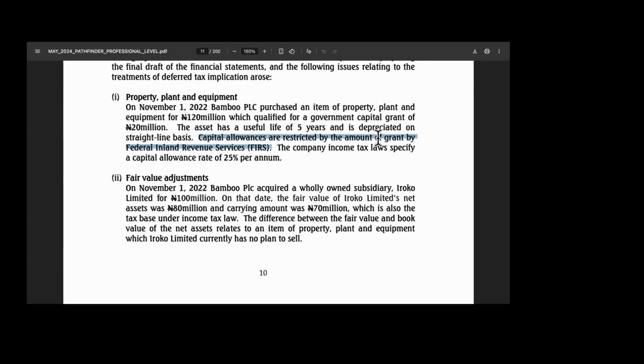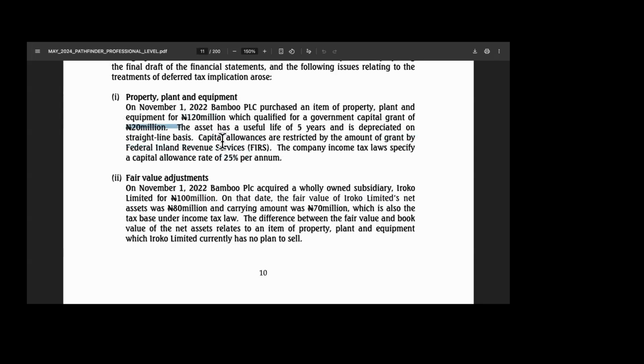But is it so? If you look at what these guys wrote, they say capital allowance are restricted by the amount of grants by FIRS, as if FIRS is giving a grant, or by the government or something like that. But let's just interpret it, because that's the only thing that makes sense here. It means they are going to restrict their capital allowance to the amount of the grants. So by the time we do 25% of 120 million, if whatever we get is above 20 million, we restrict it to the amount of the grants.